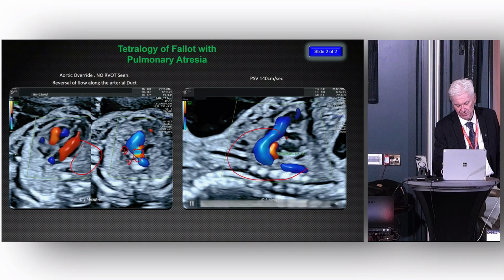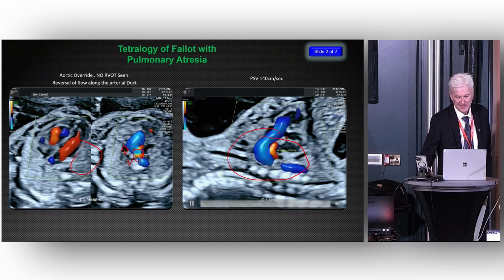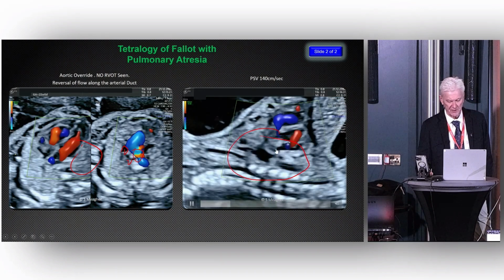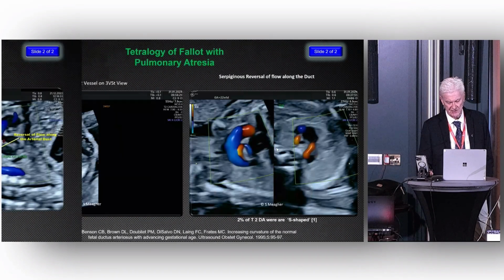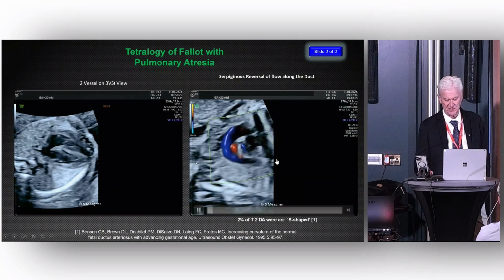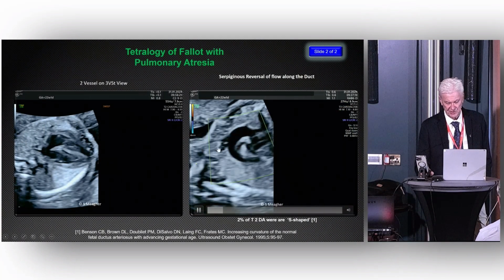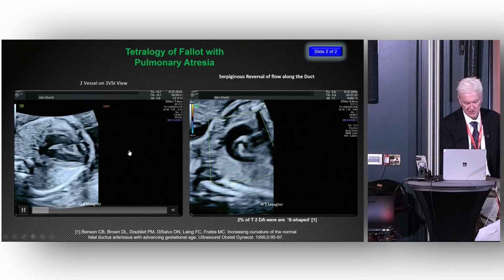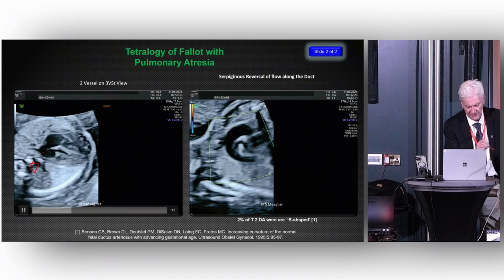But it's really to this point here where you go on to sagittal imaging. Now you can see that this is the ductal arch with the reversal of flow here in a baby with Tetralogy of Fallot. And you'll find some of these are quite serpiginous. You look at this here, here's your ductal arch. Actually, just let me show you a four-chamber first. So here's your descending aorta, left atrium, left ventricle.